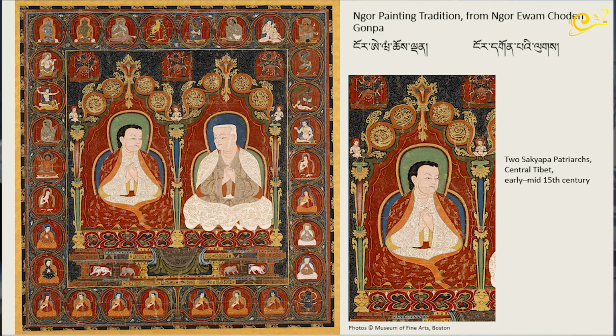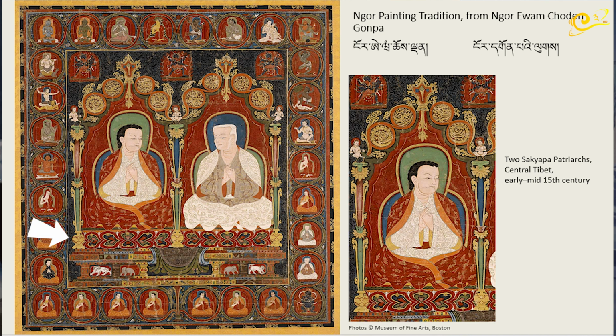This was heavily informed by Newari artists who were active, who had come in from Nepal and who were very highly sought after, not just in Tibet, but also in China. And we can see in this little detail one of the elements that distinguishes this type of Sakya painting from this era is a series of elements stacked together.